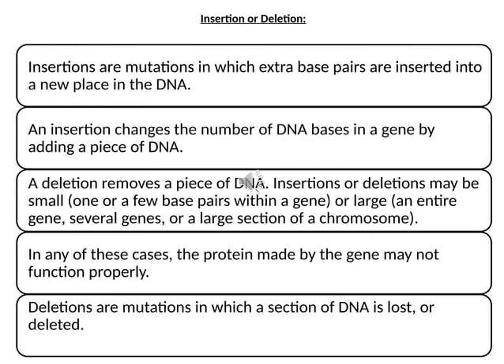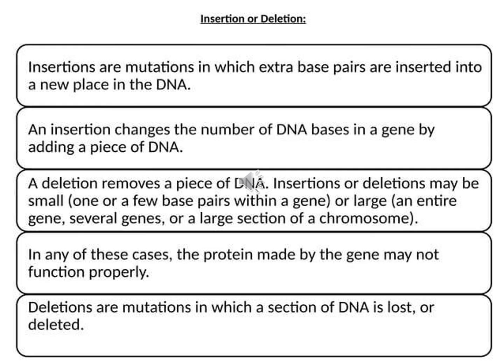The functional impact is variable, from mild to severe, depending upon the protein domain that is affected. Insertion mutations simply mean extra base pairs get inserted into the DNA. This insertion changes the number of DNA bases in a gene by adding a piece of DNA. Deletion, as the name itself says, removes a piece of DNA. Insertions or deletions may be small, one or a few base pairs within the gene, or large, where the entire gene, several genes, or larger sections of the chromosome get deleted. In any of these cases, the protein made by the gene may not function properly.